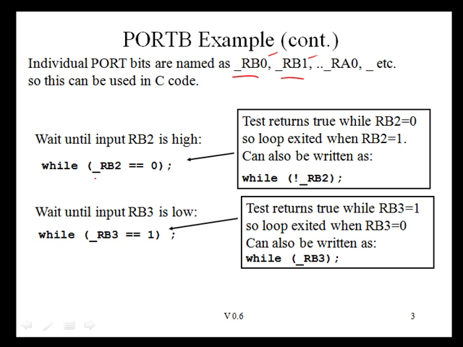So for example, this code right here is in a while loop that's waiting for the value on pin RB2 to become non-zero. As long as it's 0, it's going to loop in this loop right here. Here, it's looping in this loop while pin RB3 is a 1. Whenever it goes to a 0, it will exit and continue on.